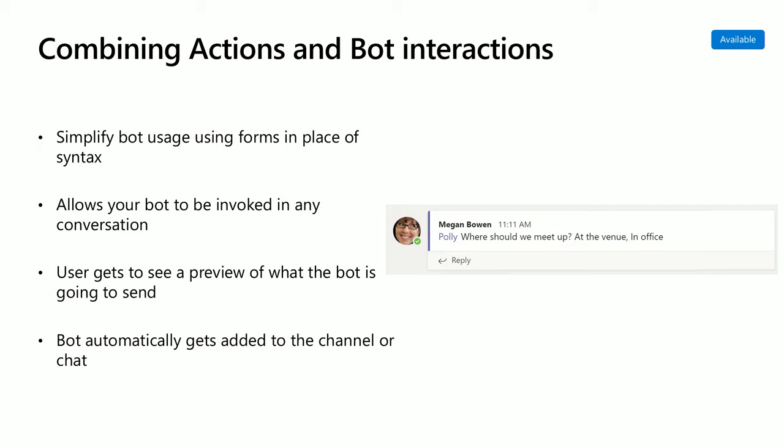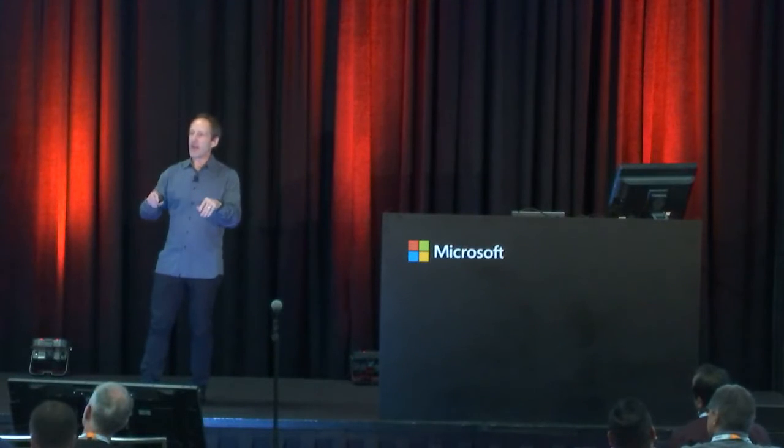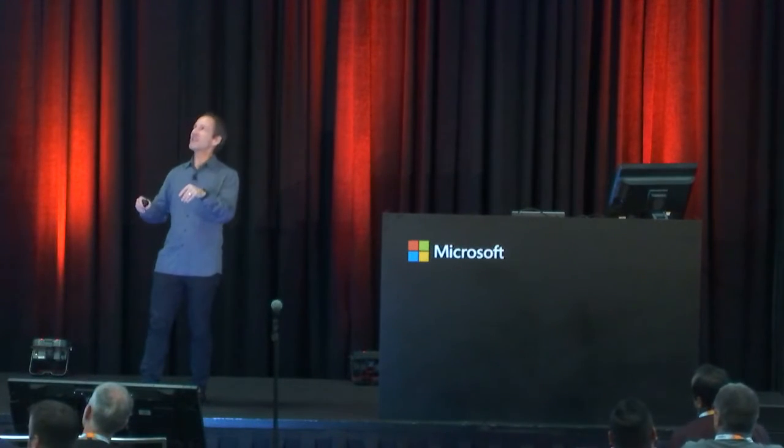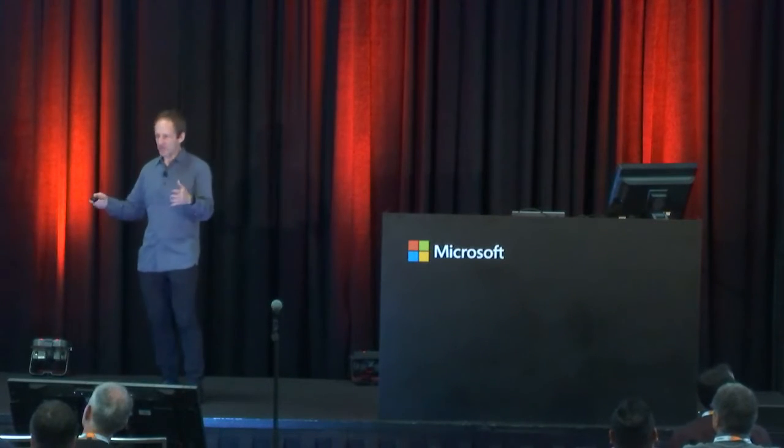So you can also combine these actions with bot interactions. How many people have used Polly, our polling app? A fair number of people. It's a quick way to create a little poll. But the way you create a poll today, or rather you used to, this is live now as well, is you would say, at Polly, where would you like to go to lunch, or what would you like for lunch, space, question mark, space, pizza, comma, sushi. And it would create a little poll, not terrible, but a little bit geeky.